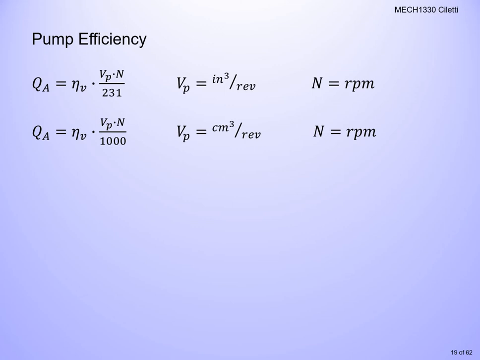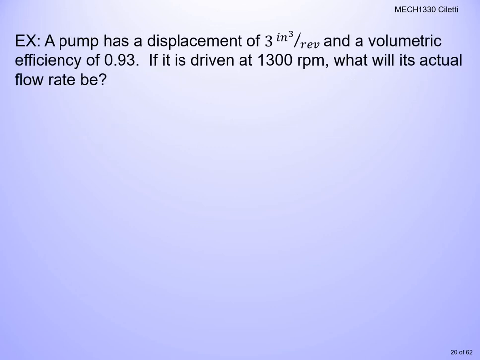So flow actual, right, is eta V times Vp times N divided by 231, okay? And then we have the other one, obviously the 1,000 for metric. So write those down real quick, and then we'll move forward and do an example here.